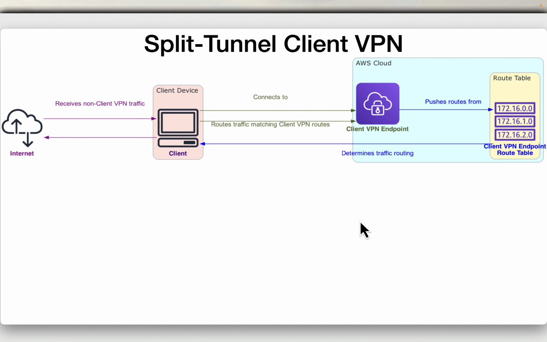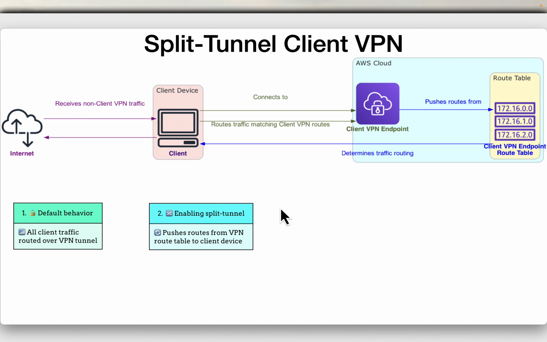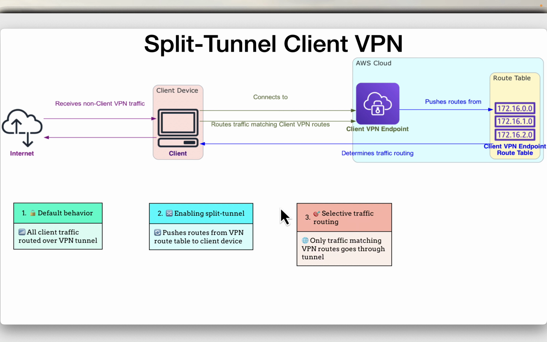So next one, there's one feature called split tunnel client VPN. By default, when you have a client VPN endpoint, all traffic from clients is routed over the client VPN tunnel. But when you enable split tunnel on the client VPN endpoint, AWS Cloud will push the routes on the client VPN endpoint route table to the device that is connected to the client VPN endpoint. And this ensures that only traffic with a destination to a network matching a route from the client VPN endpoint route table is routed over the client VPN tunnel.